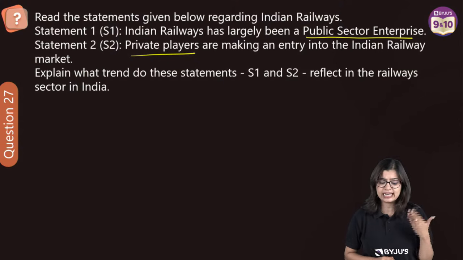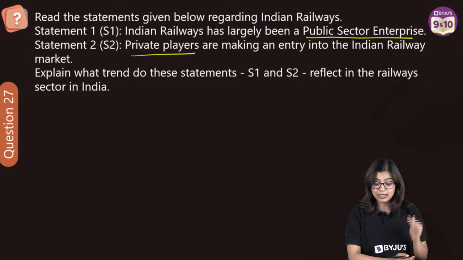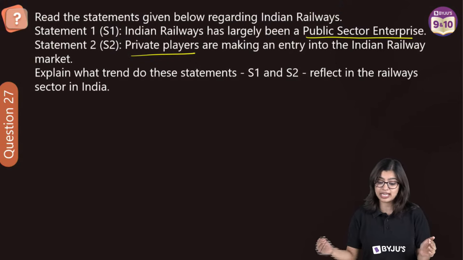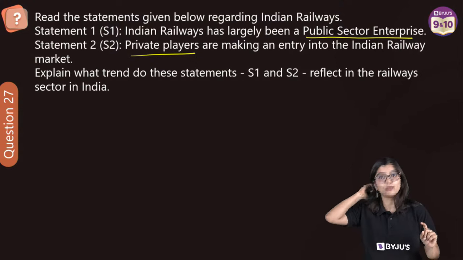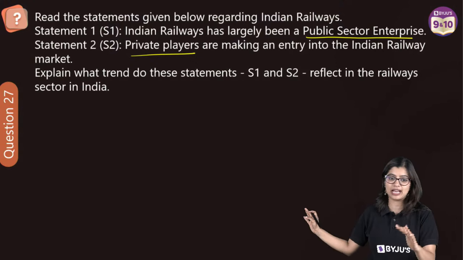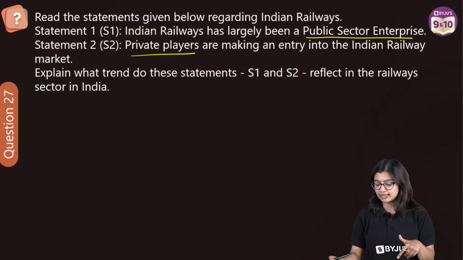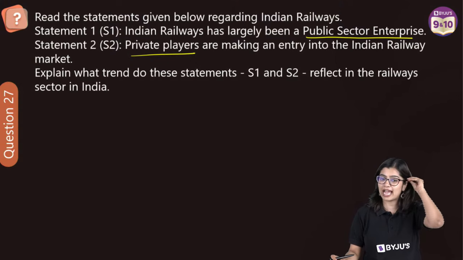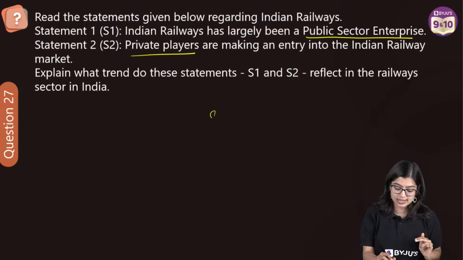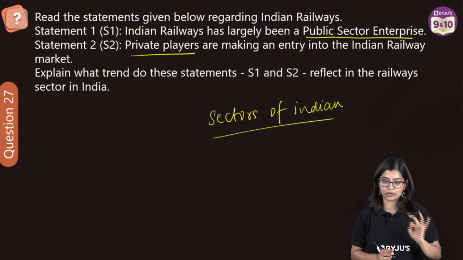Statement 1 says that Indian Railways has been largely a public sector enterprise. Statement 2 says that private players are making an entry into the Indian railway market. This is not deleted, that is what I'm coming to. You may look at it as lifelines of national economy, which is why I set the term straight. Because the OR question, I think, in the 5 marker is deleted. But this is something that can be there in your board exam because it is from the chapter sectors of Indian economy. And this is something which you know how to write.